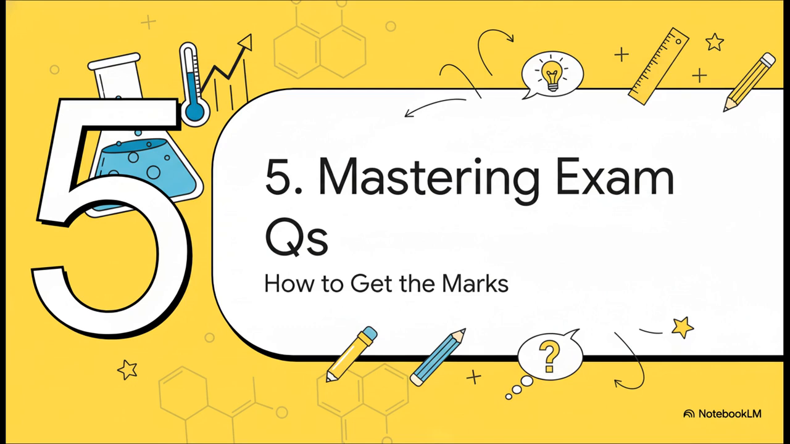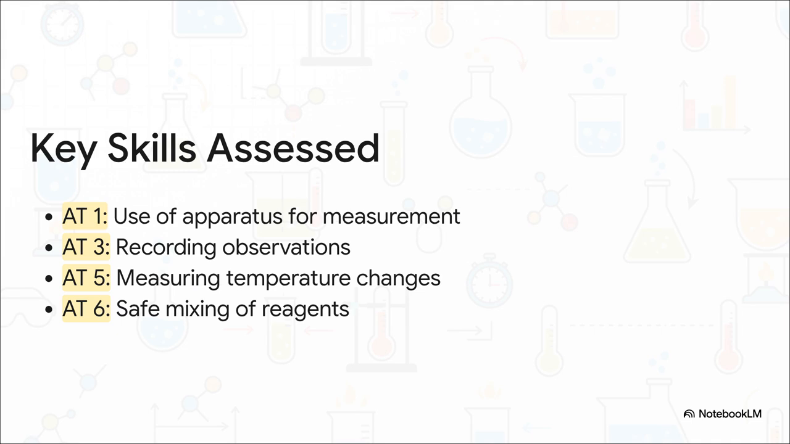Okay, we're on the home stretch. Let's pull all of this together and focus on what the examiners are really looking for. This is how you turn what you know into actual marks on the paper. AQA is actually assessing these specific skills. AT1 and 3 are about using your gear correctly and writing down what you see. AT5 is all about measuring that temperature change properly, and AT6 is just about being safe when you mix the chemicals. When you describe your method clearly in an exam, you're proving you have these skills.